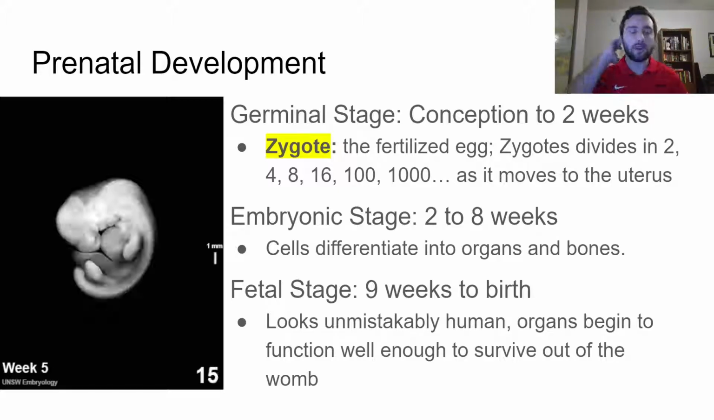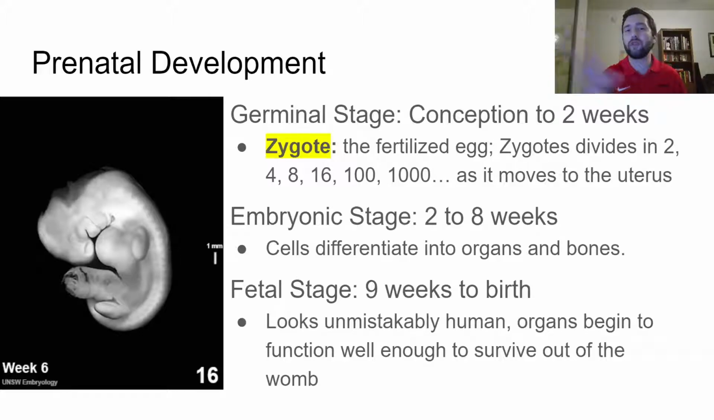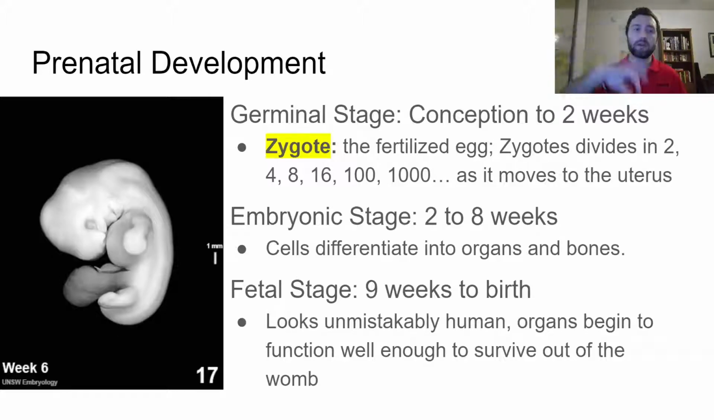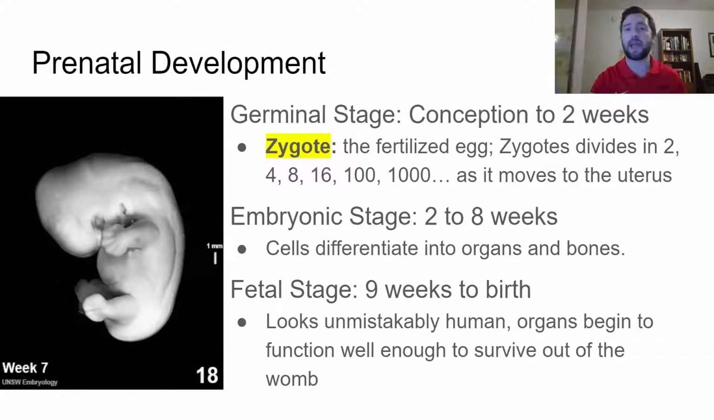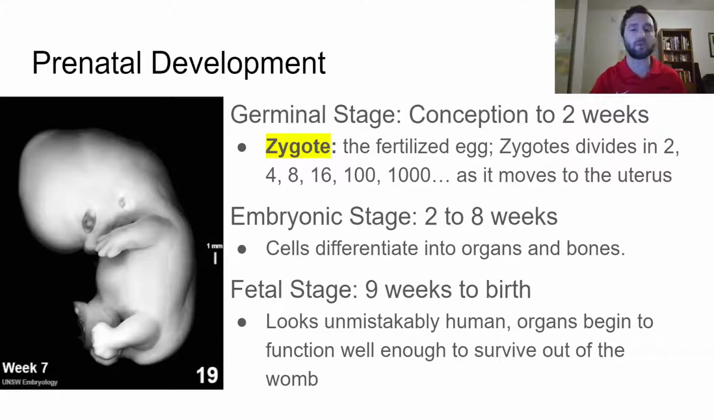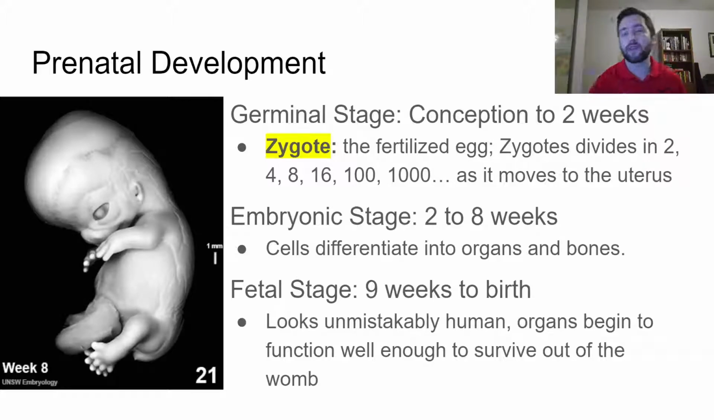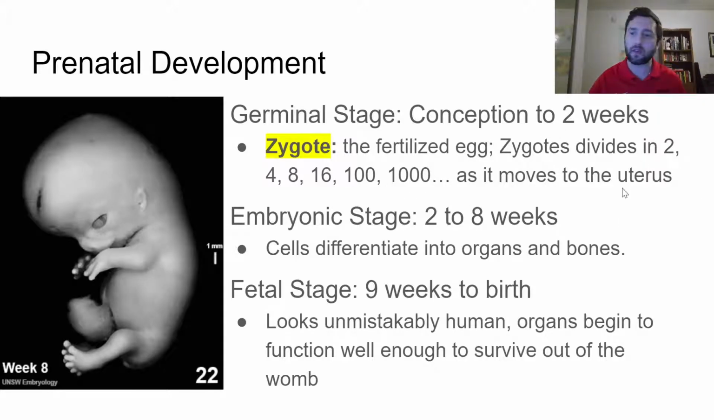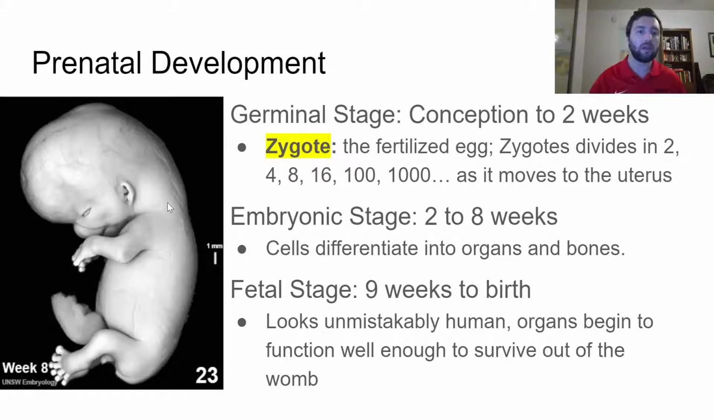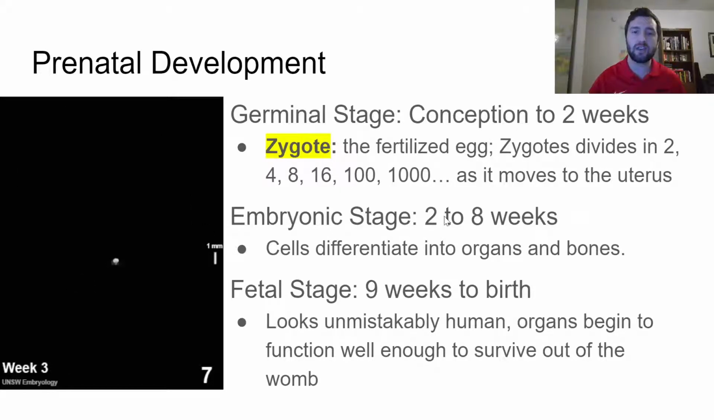As that's happening, the egg is moving down the fallopian tube to the uterus, and eventually it will attach to the uterus, and that's where kind of the majority of the development will happen. Now, after that 2 weeks, once that zygote has attached itself to the uterine wall, we'll enter the embryonic stage. Again, the embryonic stage goes from 2 weeks to 8 weeks.